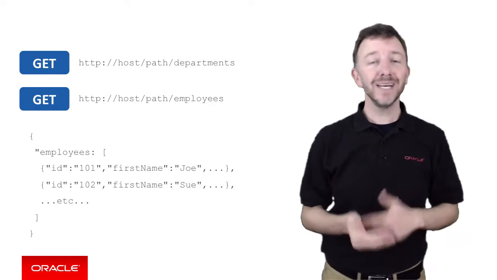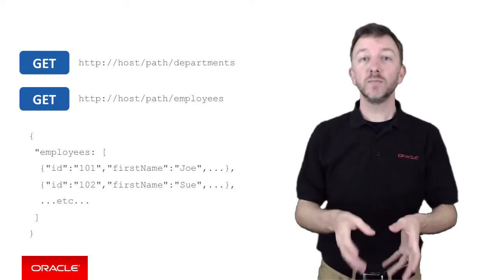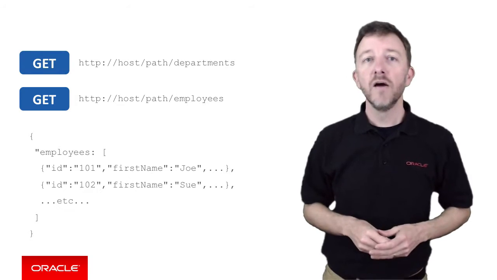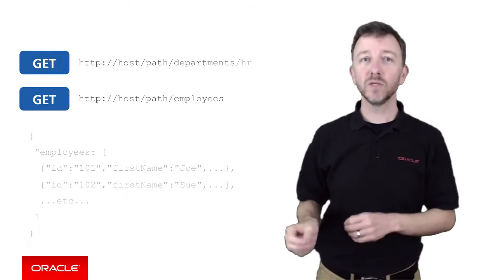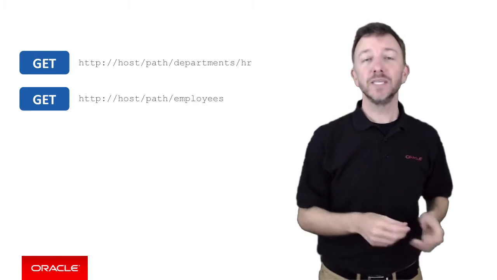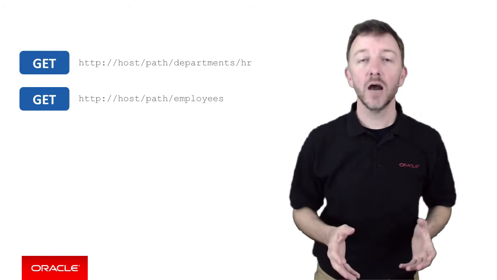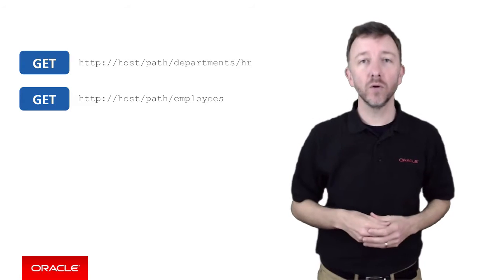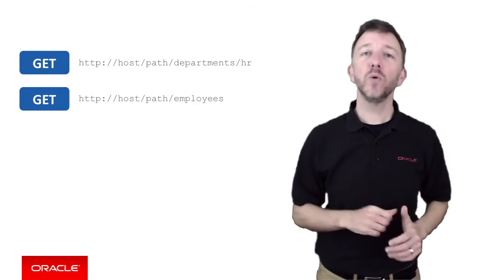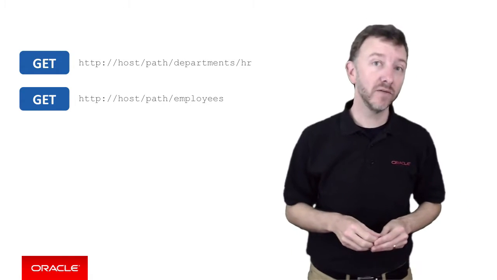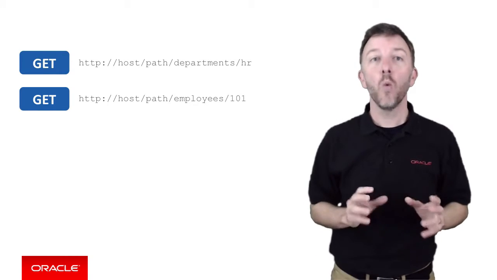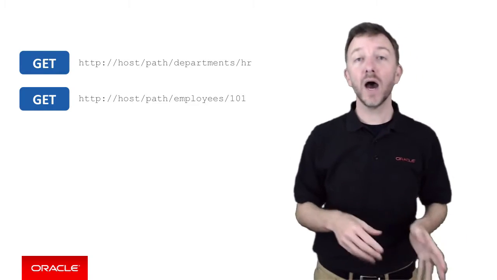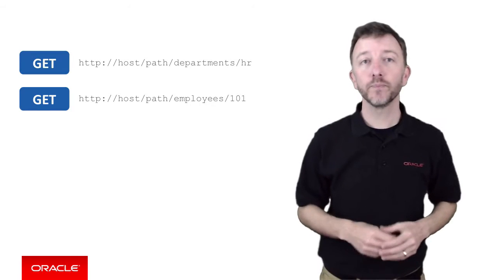Now we can go further and extend the resource and URL to retrieve a specific item from the resource. For example, in this URL for the departments resource, we then further requested a specific department, HR, or we could have asked for finance or procurement by including its name in the URL. Or in this example, we're specifically asking for the employee details of the employee identified by the ID 101. So host, path, employees, 101.